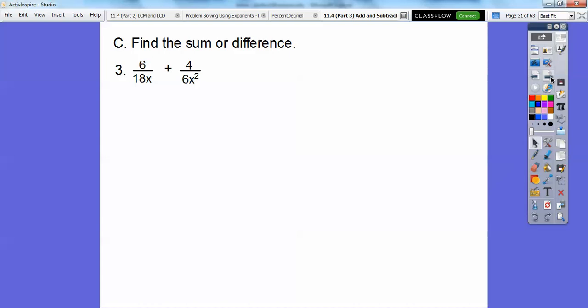Okay, all right, this one here. Okay, the LCD is 18x squared. 6 goes into 18, and this one has the most group of x's right here, so we've got to have x squared. So this one's going to be multiplied by x over x. This one's going to be multiplied by 3 over 3. That'll get us 18x squared in both those denominators. Okay, so go ahead and multiply.